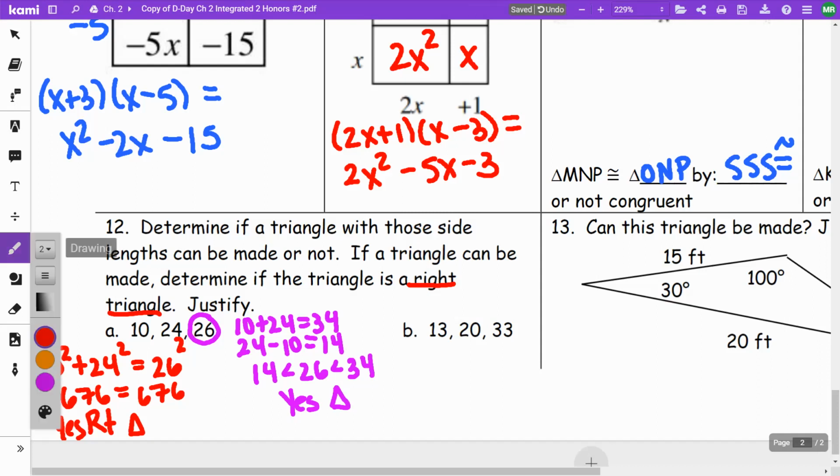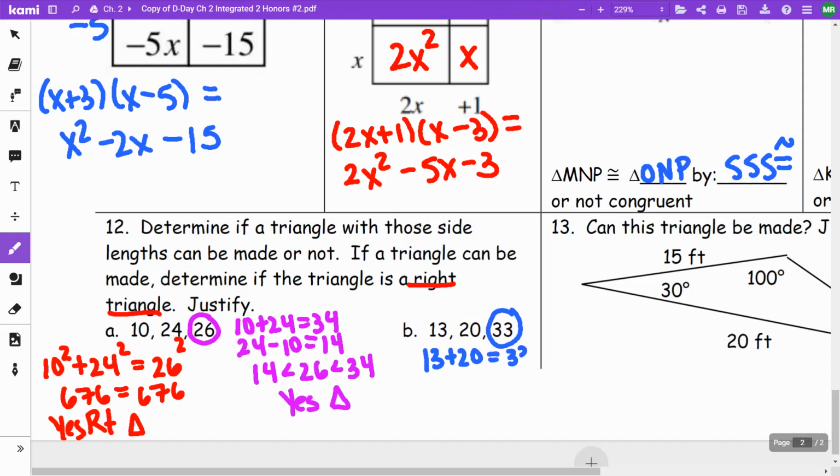On the next one, let's say I try to get that 33. So I'm going to do 13 plus 20 is 33. I'm going to stop right now because I can't have it be 33. They can't equal, it has to be in between. Okay, it has to be less than 33. So this is not a triangle. And then you don't even have to try for right.